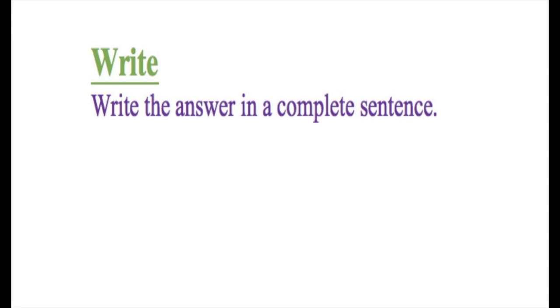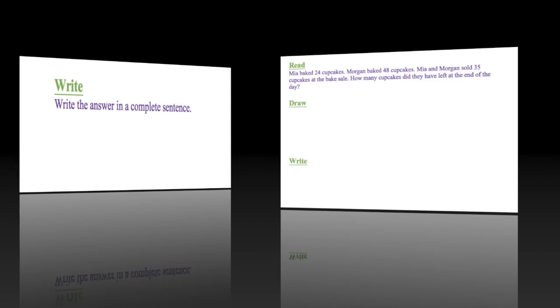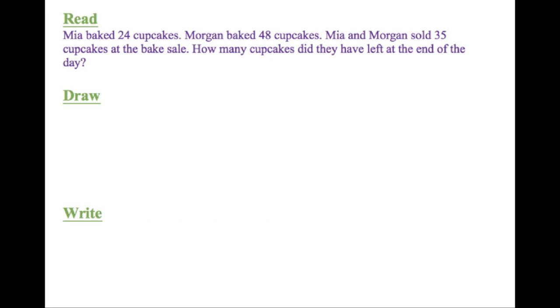Write. This is where you will write out your answer using a complete sentence. I don't just want to see a number here. You actually have to use a complete sentence that answers the question that we underlined. Also, if your question tells you to explain your reasoning or explain how you solved, this is where you would do that.